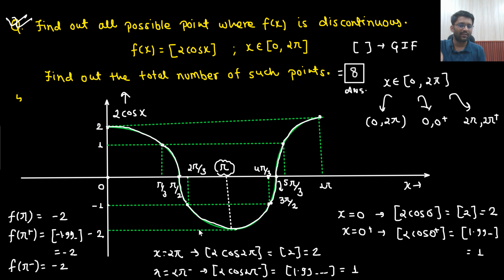Here it will be mapped to minus 2 only, then it will be mapped to 0, then it will be mapped to 0, then it will be mapped to 1, and then the last value, 2 only. So at the boundary points they are breaking, and in between, 1, 2, 3, 4, 5 and 6. At 6 points they are breaking and 2 boundary points they are breaking. That means the total answer would be 8.